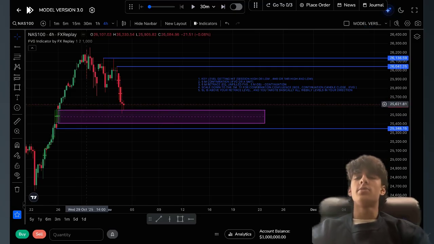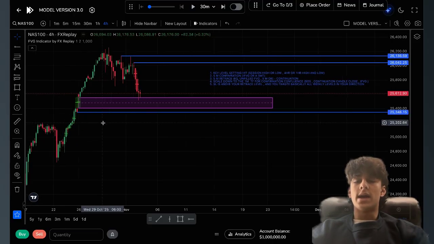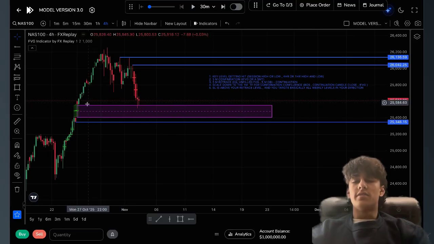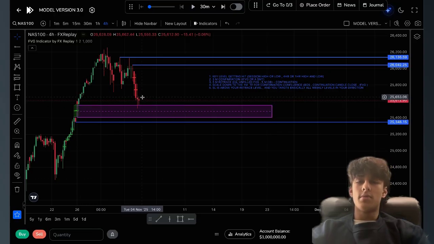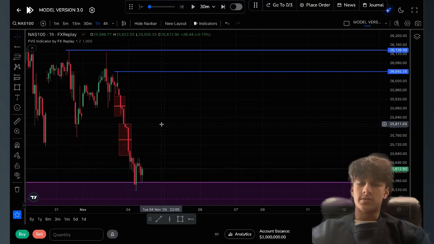And most of the time, what you see price do with these unfilled new week opening gaps is they come down and want to fill them because it's an imbalance, and then they end up either ripping through them or reversing off them. It's really easy to tell off the first few candles, and that's what I've heard and what I've seen.